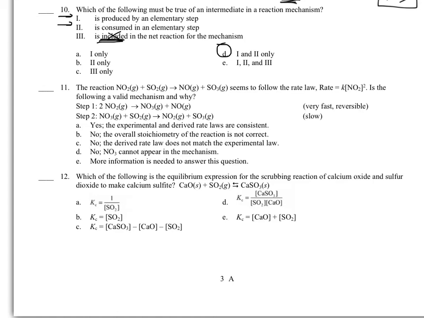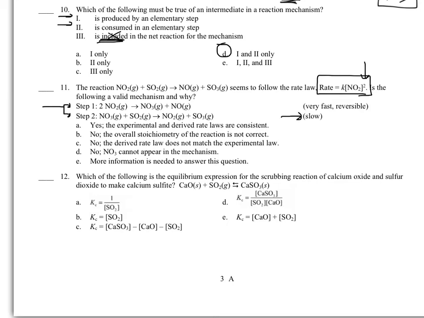Number 11, the reaction there seems to follow the rate law where it is second order with respect to NO2. And it is second order because of that exponent 2 there. So we're asking, is the following a valid mechanism and why? And so we have these two steps in this mechanism, step 1 and step 2, and we're asking, does that mechanism, those two steps there, match the rate law? And that's what the question is asking, very similar to one of the homework questions.